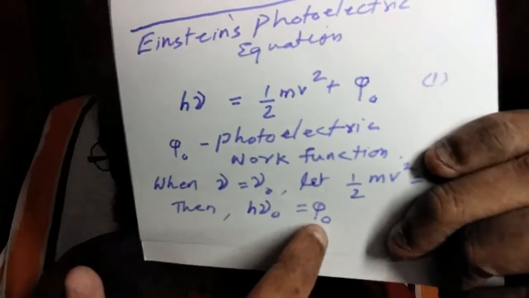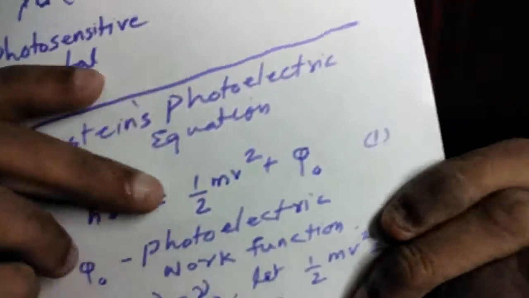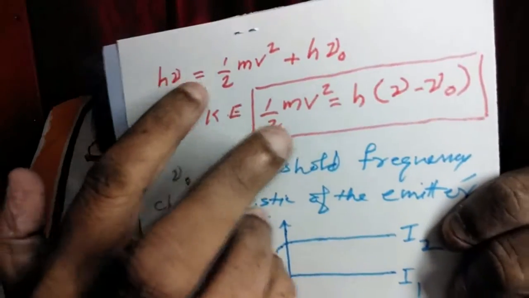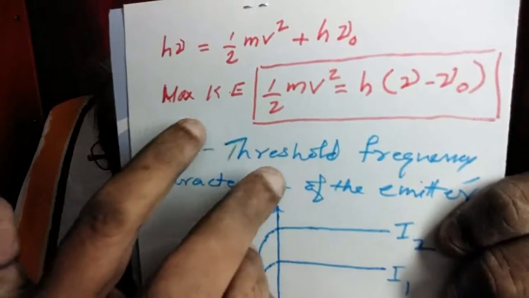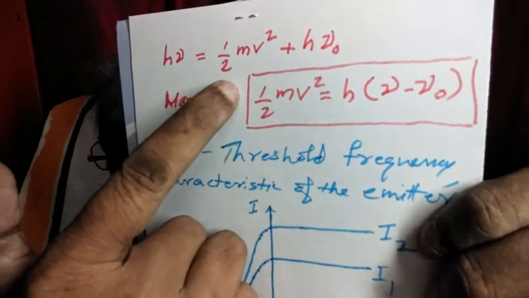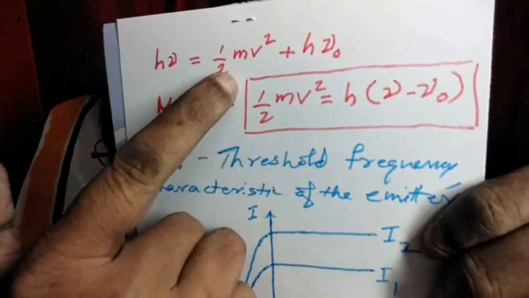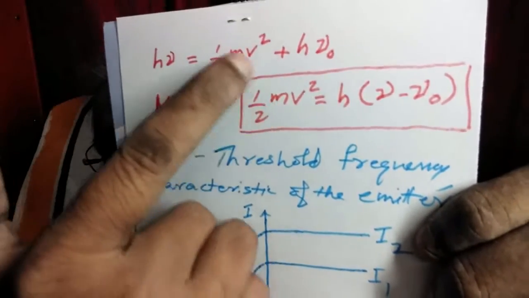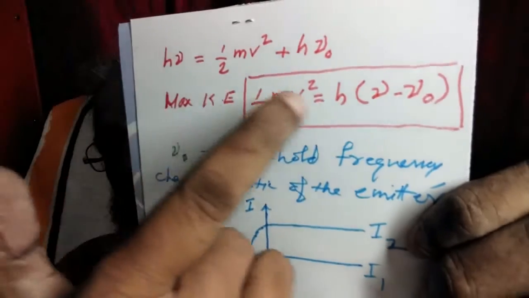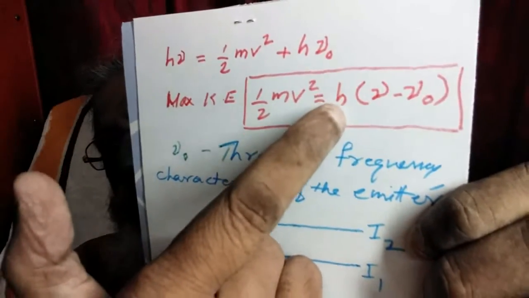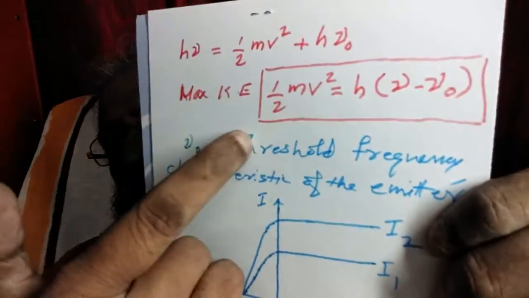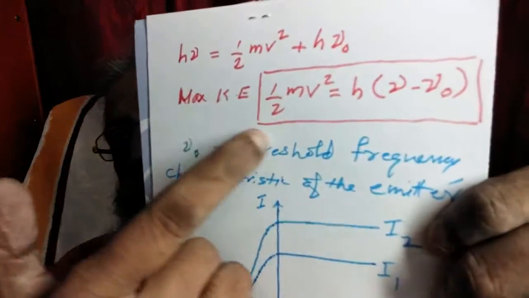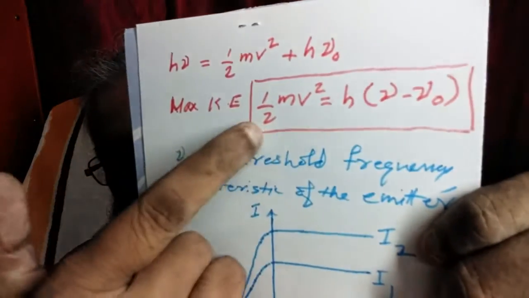Now you put this phi 0 back into this equation, then you get h nu equals half mv square plus h nu 0, or the maximum kinetic energy of the emitted photoelectron, half mv square, equals h nu minus h nu 0, or h into nu minus nu 0. This is the well-known photoelectric equation of Albert Einstein. The derivation is quite simple.